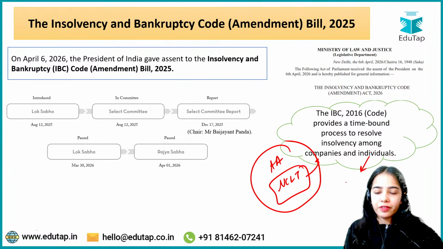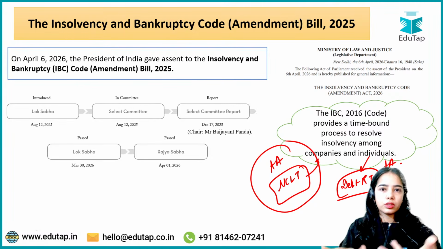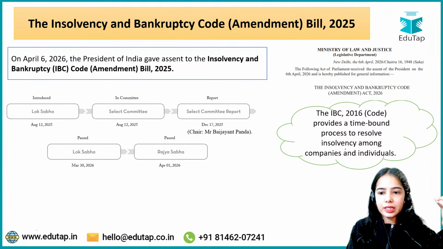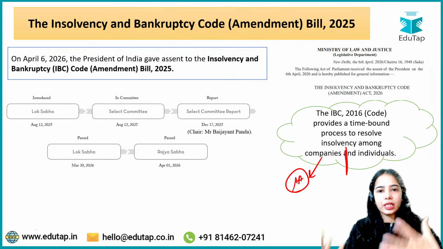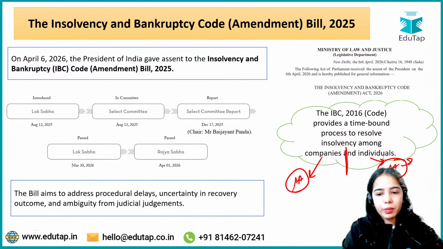And for the individuals, there is the Debt Recovery Tribunal. That is the adjudicating authority. That is the authority that looks after the whole process under the IBC. This we are going to discuss more, okay? But remember that for the corporates, there is a different adjudicating authority, a different authority that looks after the whole bankruptcy or insolvency process, and for the individuals there is a different adjudicating authority, okay? Now we will discuss more about this.